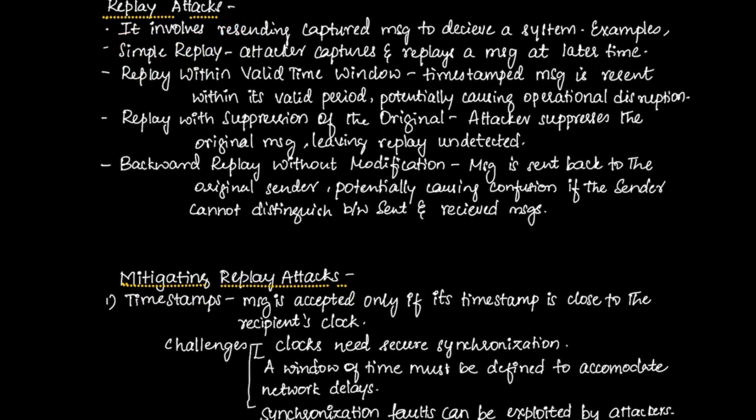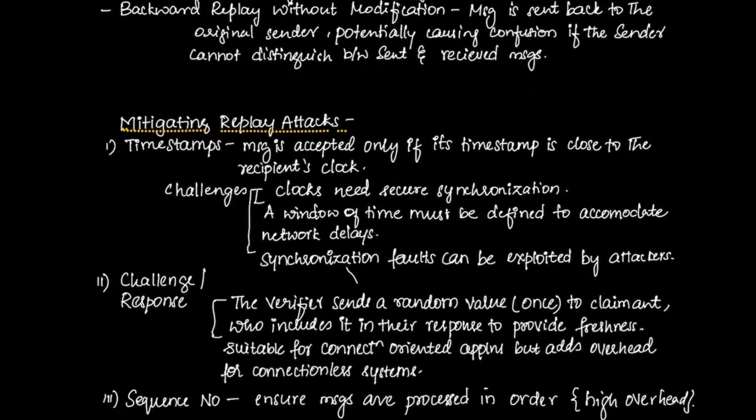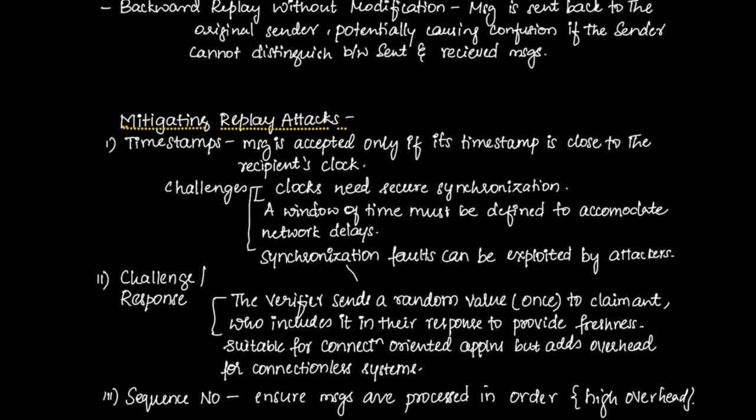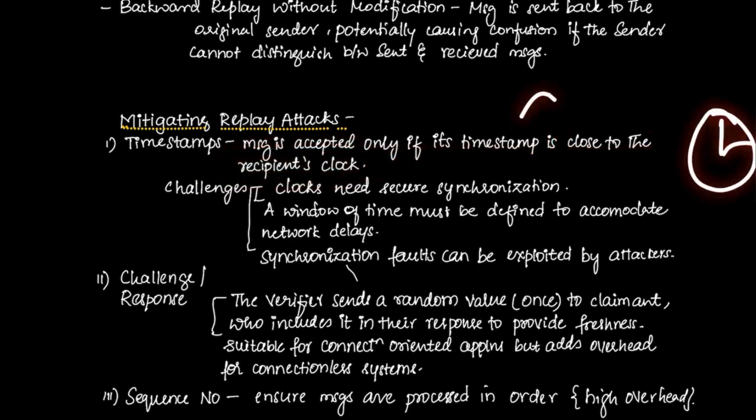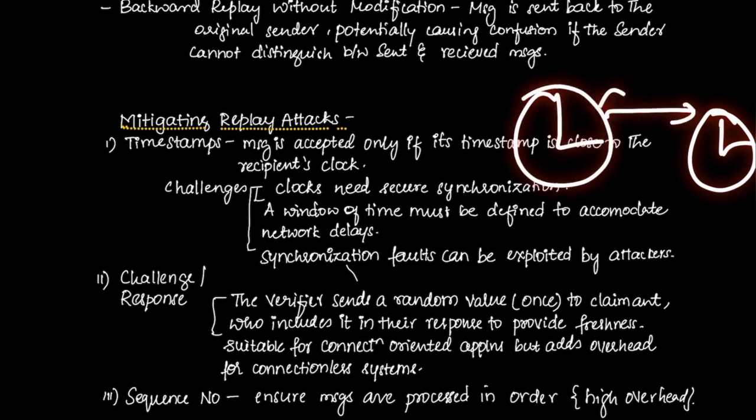How do you overcome these attacks? So there are certain mechanisms to counter these replay attacks. First one is timestamps. So message is accepted only if its timestamp is close to the recipient's clock. So it will check with the receiver's time clock and with the sender's time clock. If they are close enough, then only such messages would be entertained.